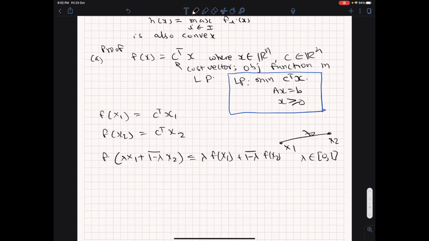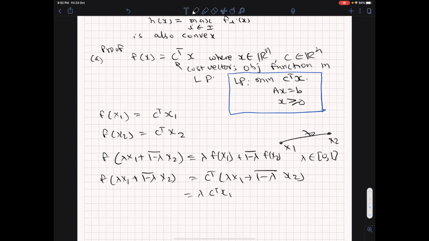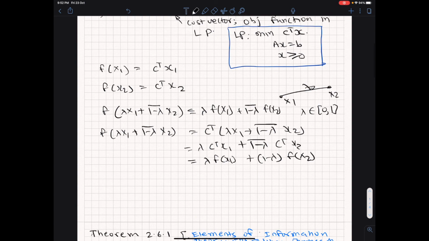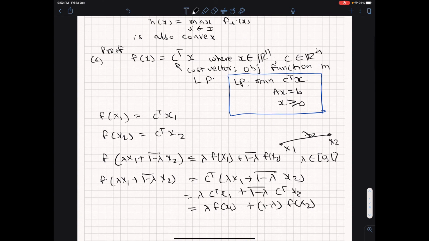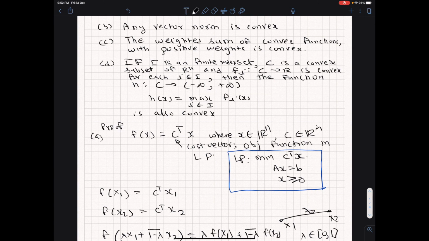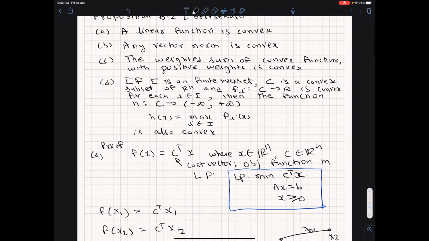So expand this, just a simple expansion: this is c transpose of lambda x1 plus 1 minus lambda x2, which is the same as lambda times c transpose x1 plus 1 minus lambda c transpose x2, which is the same as lambda f of x1 plus 1 minus lambda f of x2. So, as Sherlock Holmes would say, trivial, my dear Watson. Okay, now let's look at the next part.